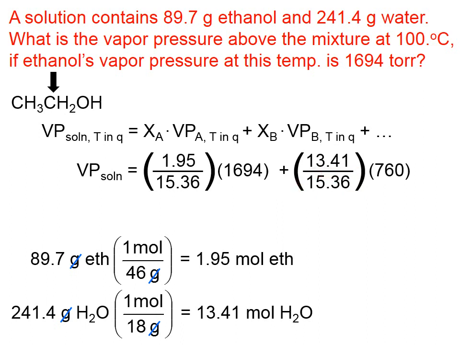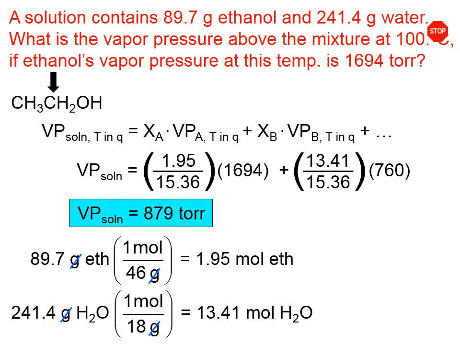That quantity is the mole fraction of water, and we should know the vapor pressure of water at 100 degrees Celsius is 760 torr. That's a number that you probably should have recognized from your earlier studies in chemistry. Which means we simply type this into our calculator and we get an answer like this. 879 torr is the vapor pressure of the solution.